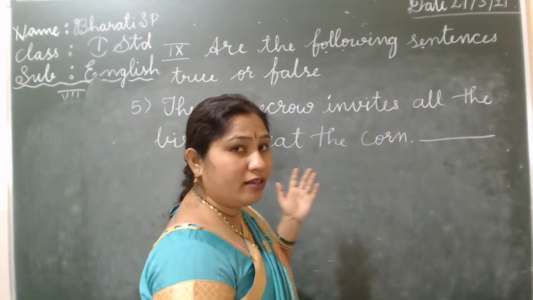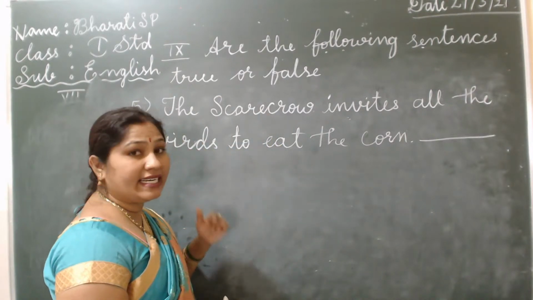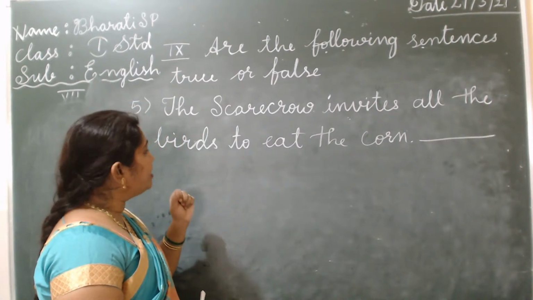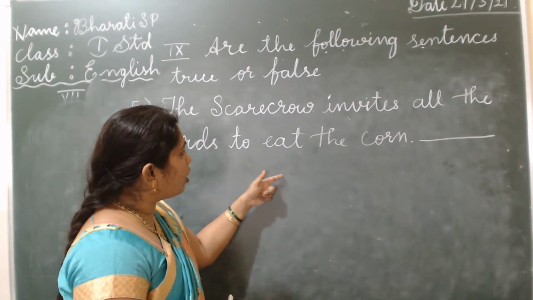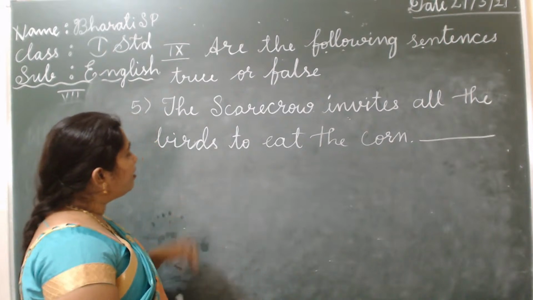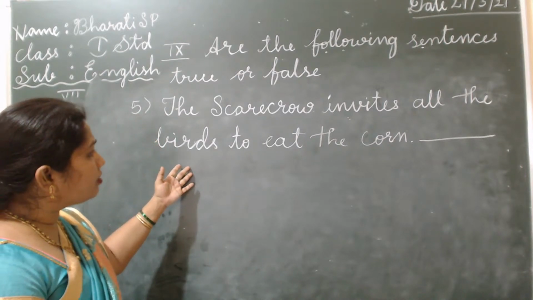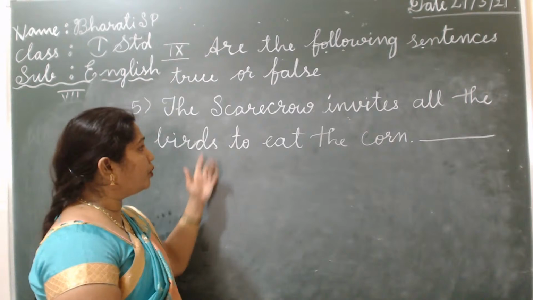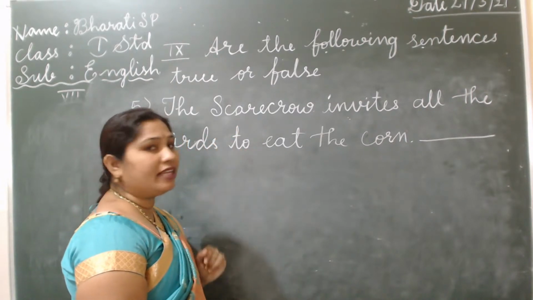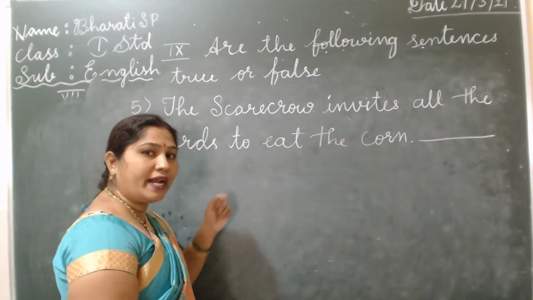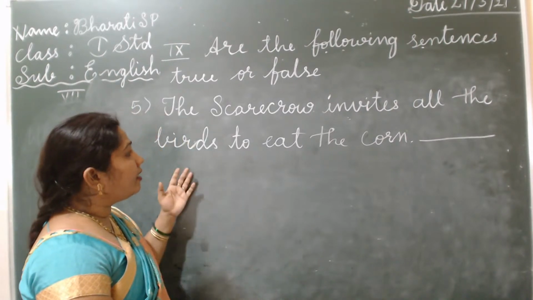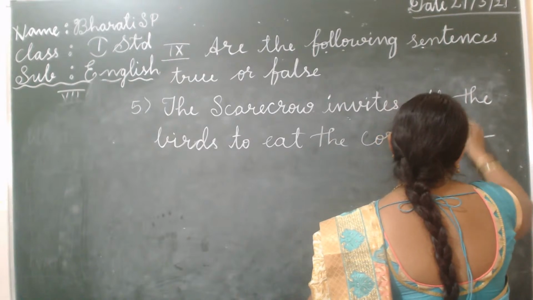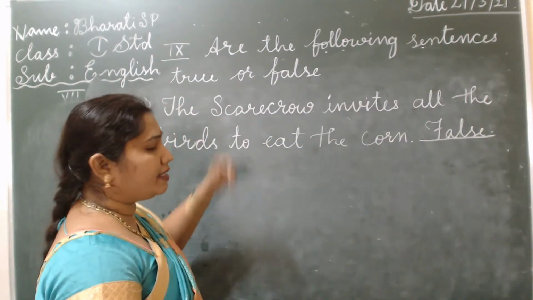This statement has been taken from which lesson? The Dandy the Duck lesson. What does it tell, children? The scarecrow invites all the birds to eat the corn. Is it correct, children? Tell me. Does the scarecrow invite all the birds to eat the corn? No. The scarecrow will scare the birds, because the birds will not come near the crop and eat the corn. Here the wrong statement has been given. You need to write false, because the scarecrow does not invite the birds.